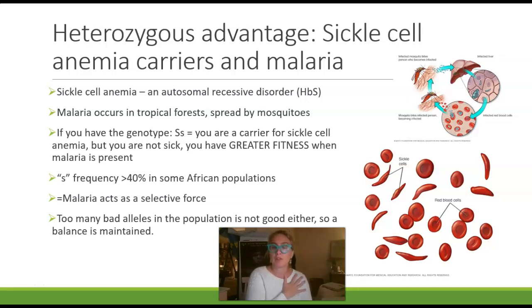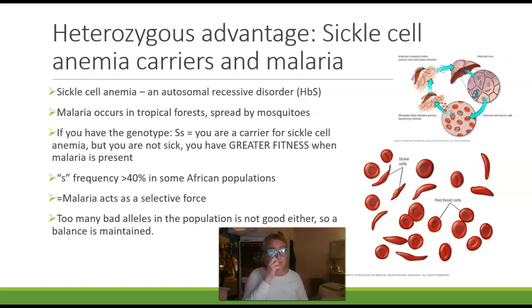Okay, so sickle cell anemia is caused by an allele. You receive two of those alleles because you have to have both of those recessive alleles for this to be present. In some places, sickle cell anemia remains in a population, even though sickle cell anemia is not something that is necessarily good for a person to have.